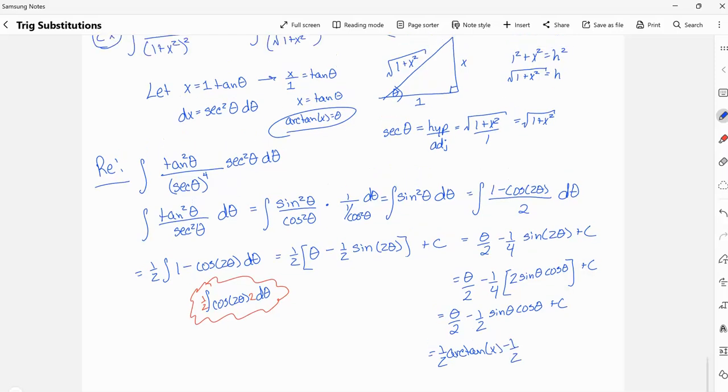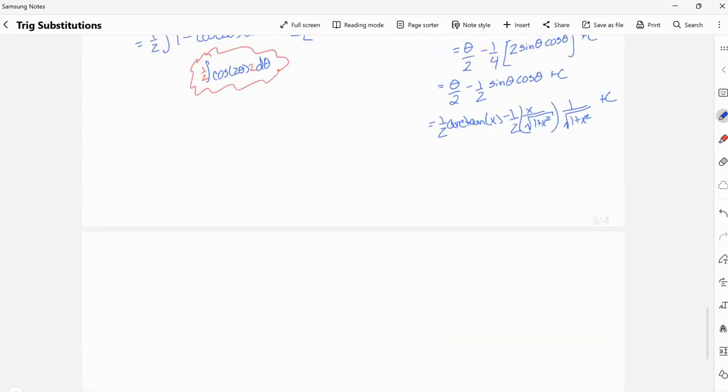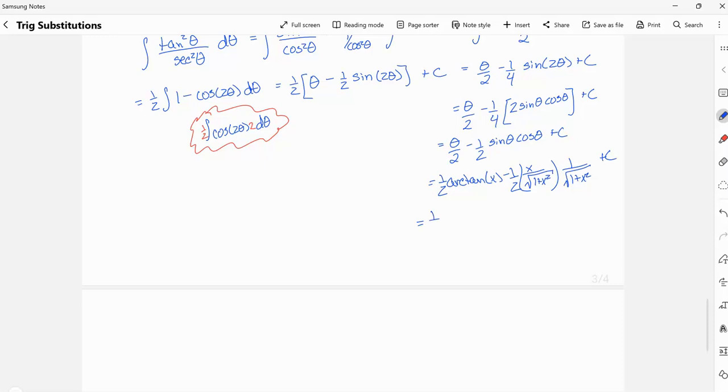Sine of theta would be x over that square root, 1 plus x squared. Cosine of theta is 1 over that square root, 1 plus x squared. And then plus c. And I'm just going to clean this up a little bit. So we're going to have a 1/2 arctan of x minus x over 2 times, and those square roots means I have 1 plus x squared there, and then plus c. So there's my final answer.